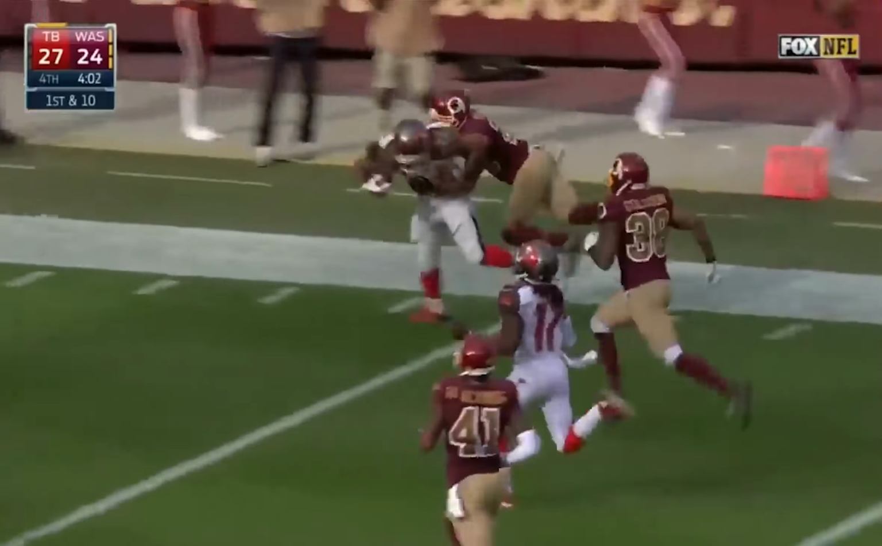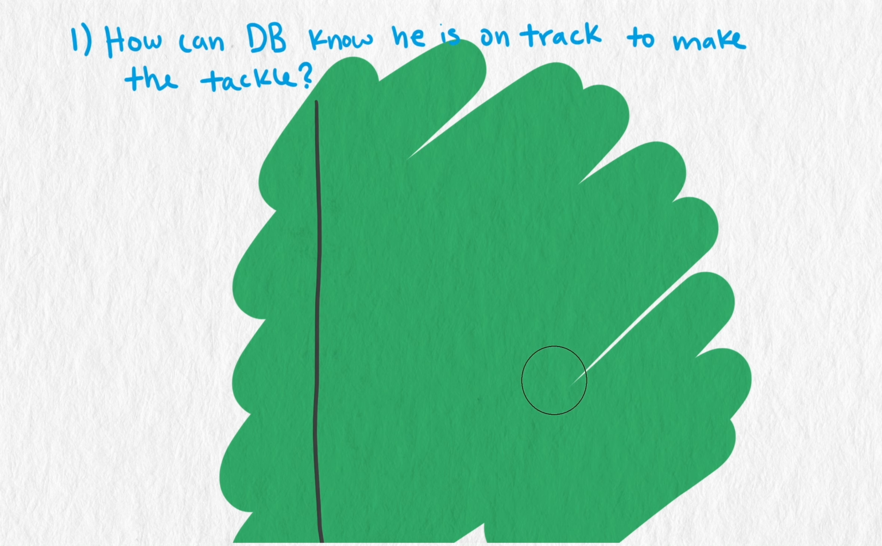At this point, there are two intriguing questions. One, is there a way for the defensive back to know whether he's on track to make the tackle during the pursuit? And two, if there's a riskiest path, is there a safest path? So let's turn to the first question. How should the DB know if he's on a collision course? The answer is by the swivel of his head.